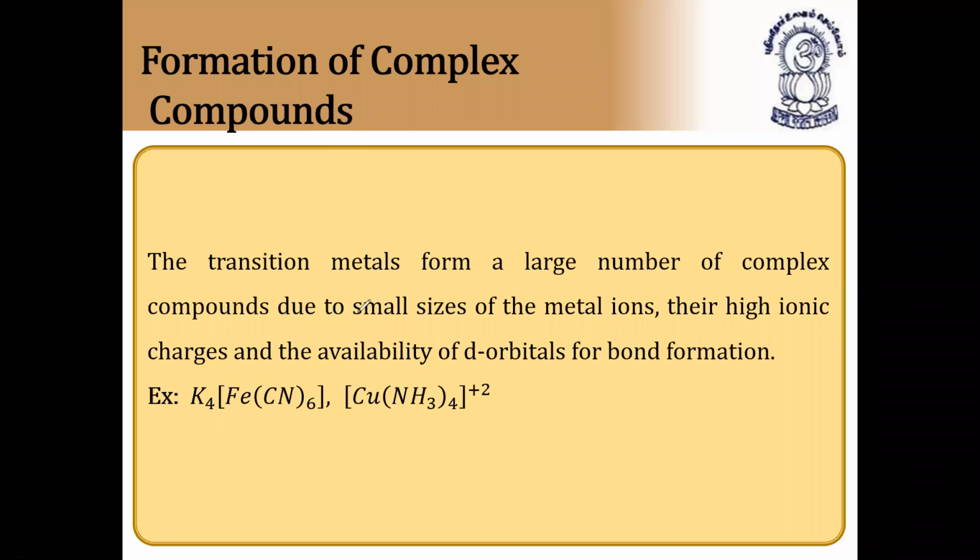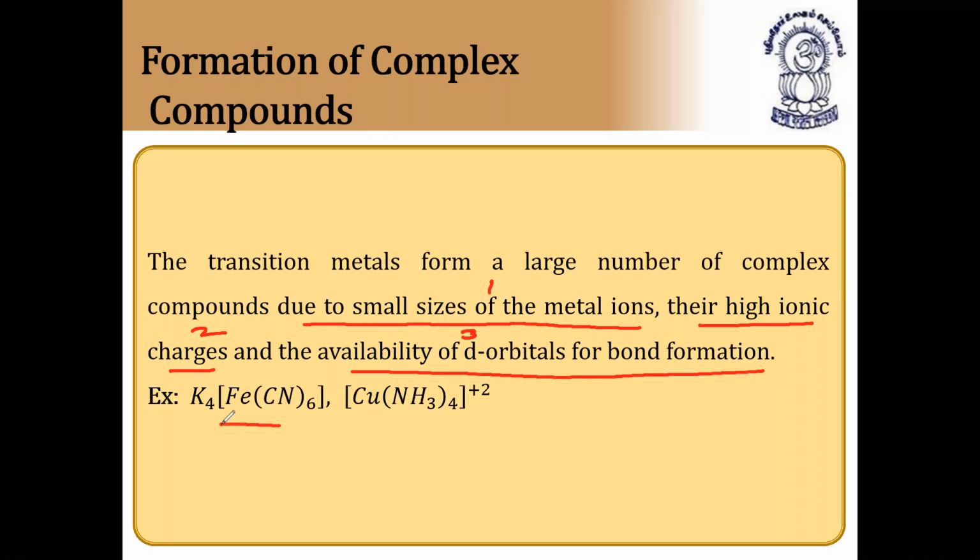Why are they forming complex compounds? Due to the small size of the metal ions, reason number 1. Second, due to their high ionic charges, that is reason number 2. And third, the availability of d orbitals for bond formation. So basically, based on these three reasons only, they can form complex compounds.